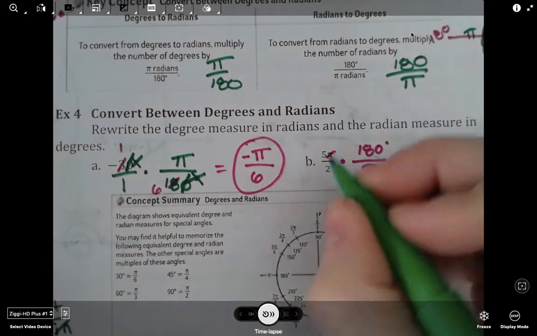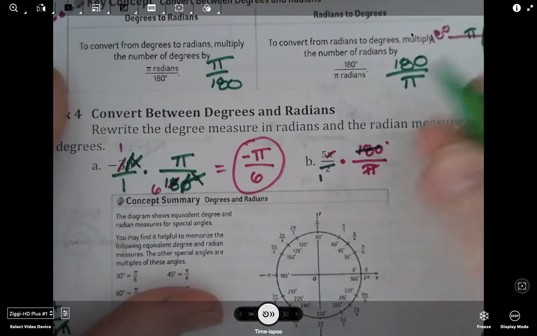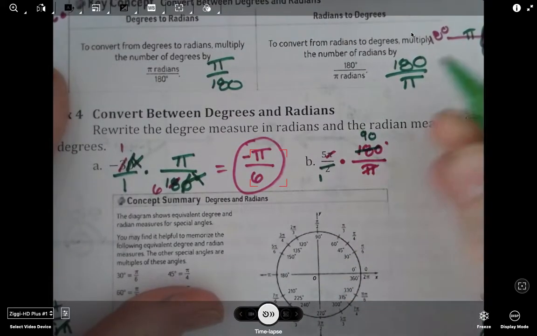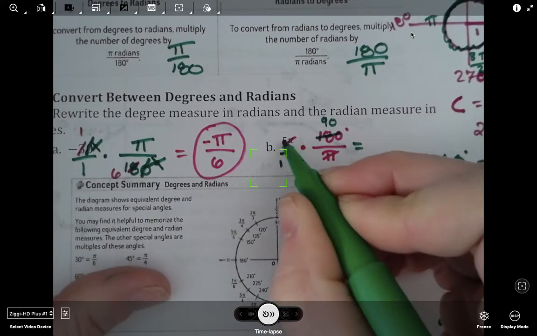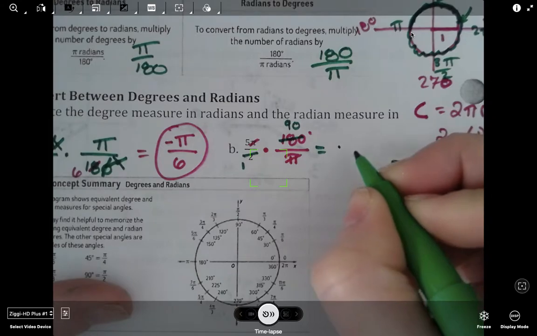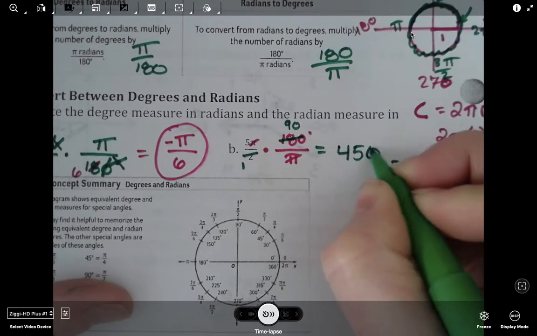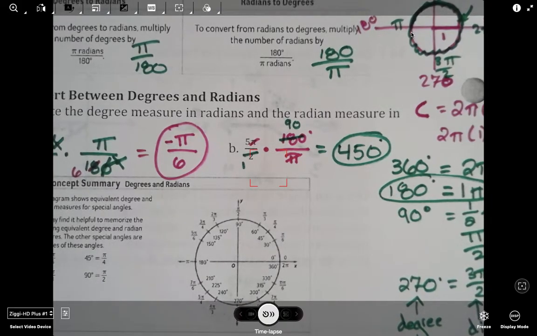This 2 can cross out with 180. How many times does 2 go into 180? 90. Then everything else is crossed out but the 5 and the 90, and that makes 450 degrees. So 5 pi over 2 is the same thing as 450 degrees.